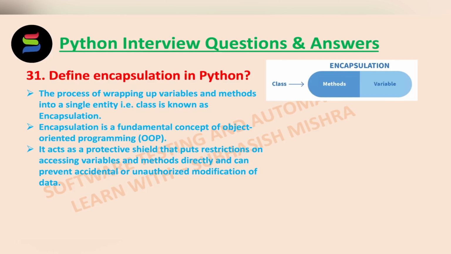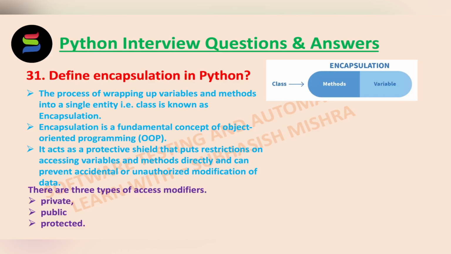By using private, protected and public variables in encapsulation, we can control access to an object's data and ensure that it is only modified in a controlled way. So, there are three types of access modifiers: one is private, then public and protected.